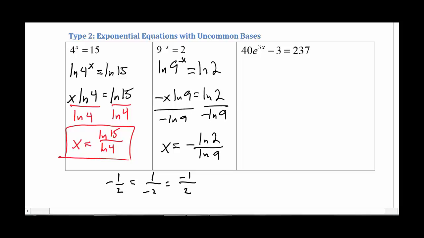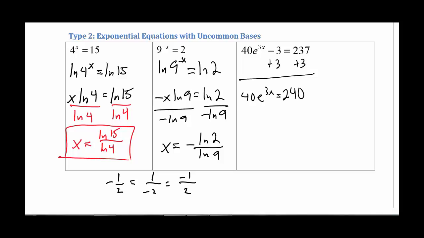But anyways. All right, so last example with this type, 40 e to the 3x minus 3 equals 237. So my first task is to isolate the base with the exponent. So I need to get e by itself first. So I'm going to add 3. So that gives me 40 e to the 3x equals 240. And then I want to divide by 40. So I get e to the 3x equals, and how many times does 4 go into 24? That would be 6 times.